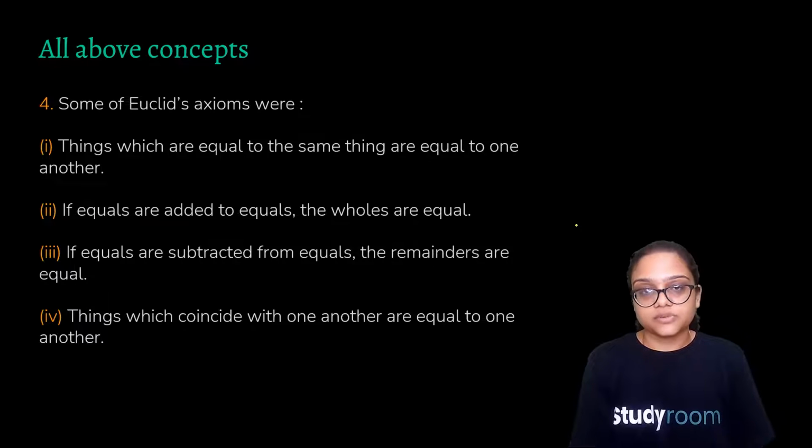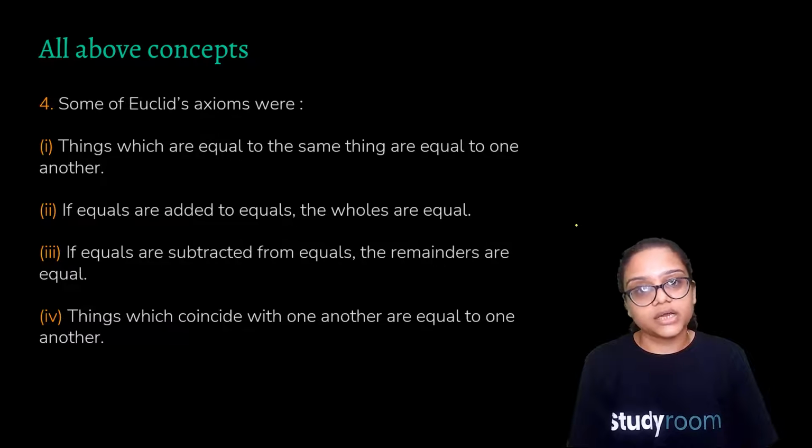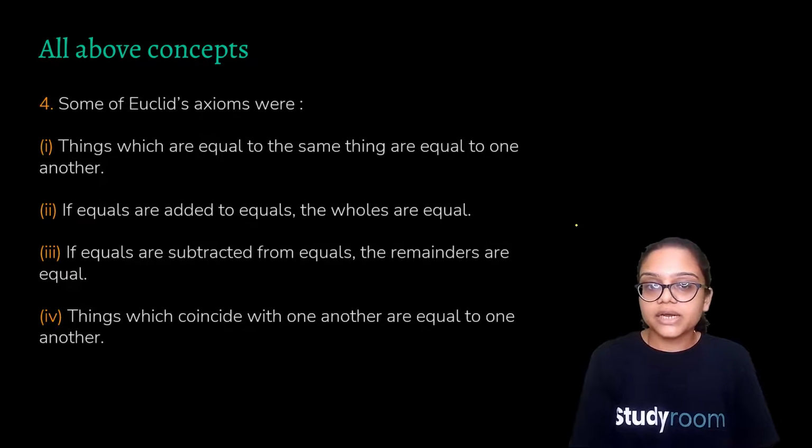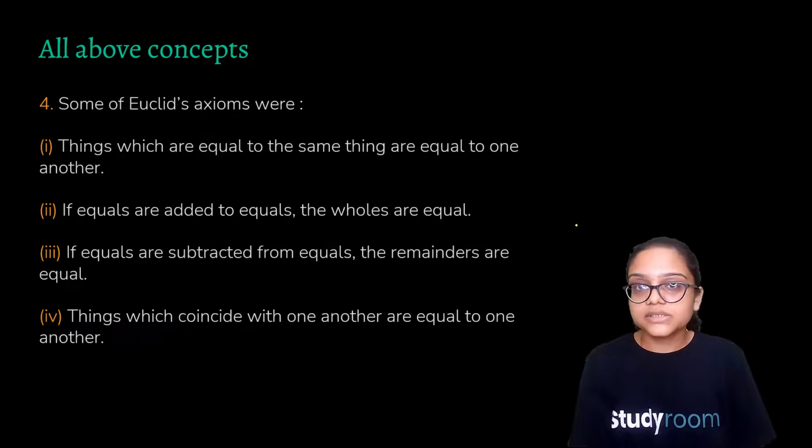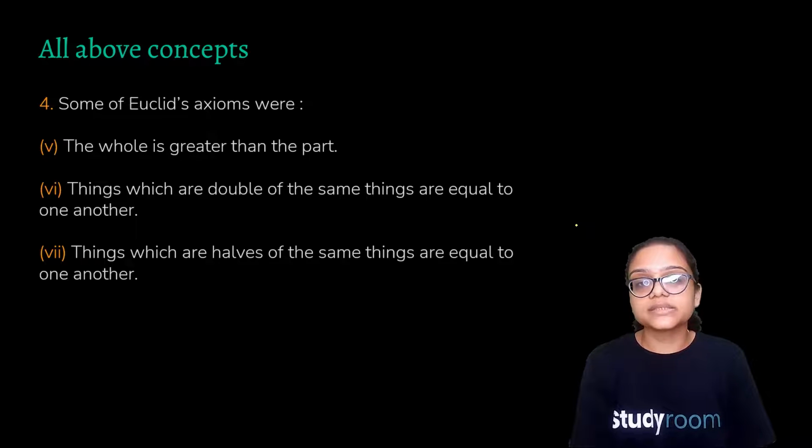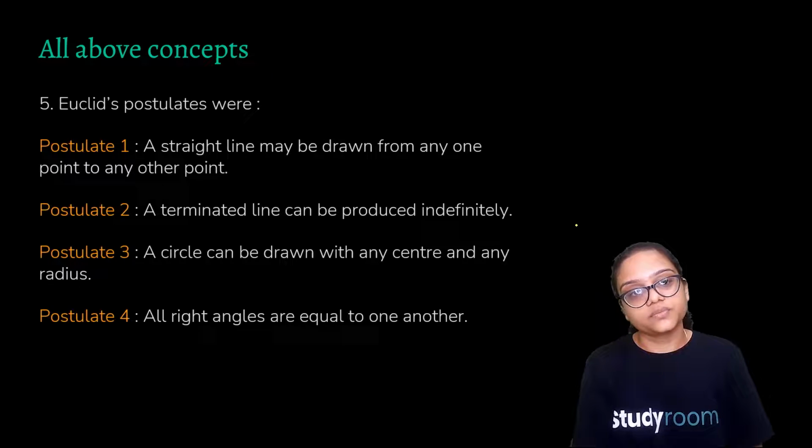Some of Euclid's axioms were: things which are equal to the same thing are equal to one another. If equals are added to equals, the wholes are equal. If equals are subtracted from equals, the remainders are equal. Things which coincide with one another are equal to one another. The whole is greater than a part. Things which are double of the same thing are equal to one another. Things which are half of the same thing are equal to one another.